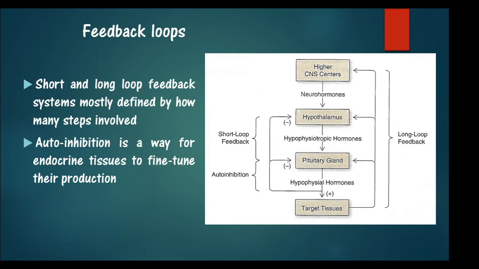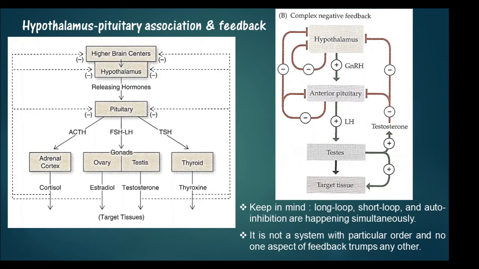Like if the hypophyseal hormones synthesized by the pituitary gland inhibit the pituitary gland itself, it's called autoinhibition. If the hypophyseal hormones inhibit the hypothalamus, it's a short loop feedback system. And consider your target tissue is inhibiting the pituitary gland, the hypothalamus, and the higher central nervous system. So that becomes a long loop. It's just the distance of how long the feedback inhibition takes place.